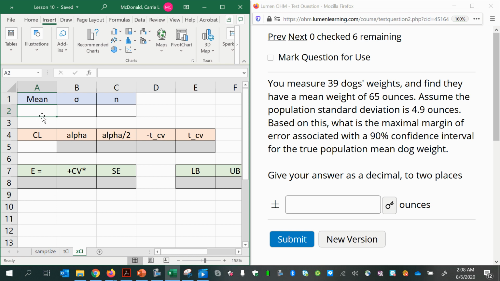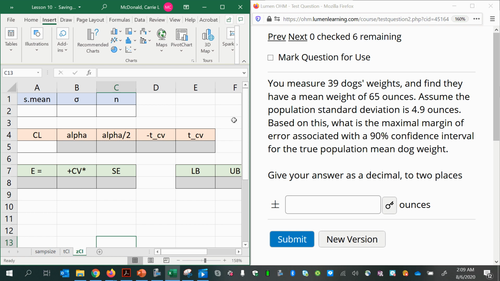Okay, so we can create a calculator that would only require entering the sample mean, the population standard deviation, the sample size, and the confidence level, and then everything else will calculate for us. The first time we do it, we have to set it up, and after that, you just have to change these values to get new answers. So, let's enter the information in this problem.